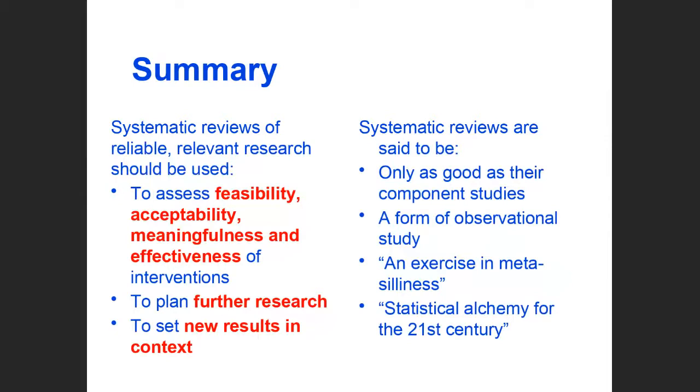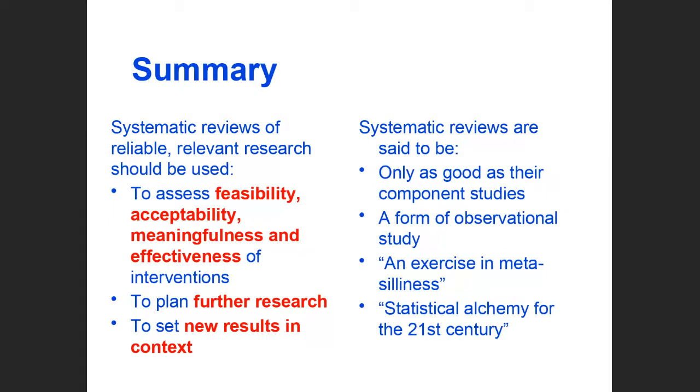So, in summary then, we've seen that systematic reviews of reliable, relevant research should be used. Although we focused very much on the effectiveness, they can also be used for qualitative purposes, like looking at feasibility, acceptability, and meaningfulness of interventions. And many of you may well choose a qualitative option for your assignment. They can be used to plan further research, and they can also be used to set new results in context.